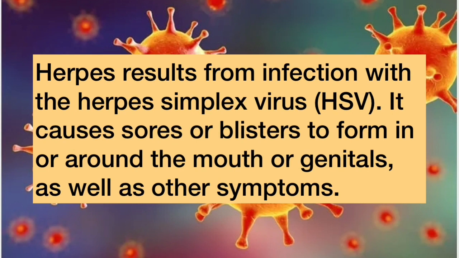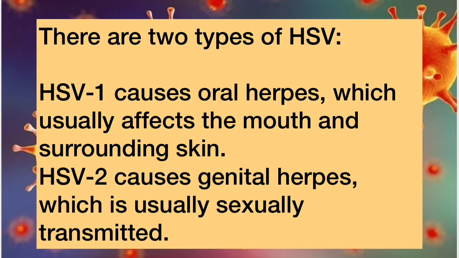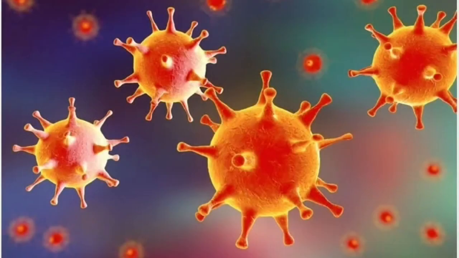Herpes results from infection with the herpes simplex virus. It causes sores or blisters to form in or around the mouth or genitals, as well as other symptoms. There are two types of herpes simplex virus. The herpes simplex virus type 1 that causes oral herpes, which usually affects the mouth and surrounding skin, and the herpes simplex virus type 2 that causes genital herpes, which is usually sexually transmitted.